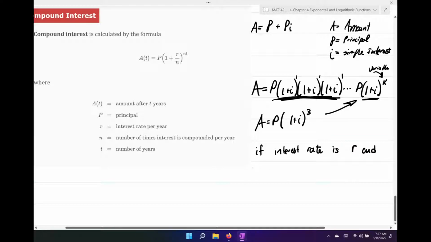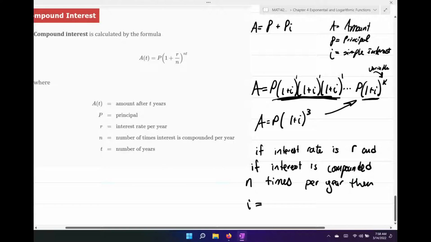and if the interest is compounded n times per year, so it could be quarterly or daily, continuously, whatever, then I is going to be equal to R over N. And K is going to equal N times T in years.